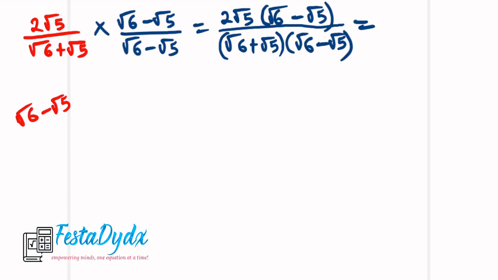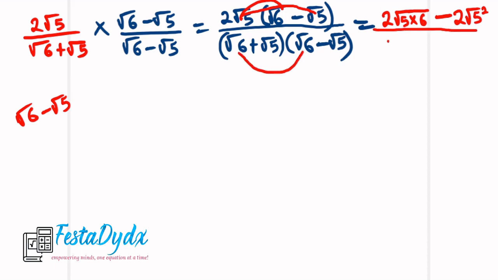So now to clear this bracket, let's start with the numerator. If we have 2 root 5 times root 6, that will be 2 root 5 times 6, join them together under the same root. Then minus 2 root 5 times root 5 is giving us minus 2 root 5 square. So all over root 6 times root 6 is root 6 square, and then root 5 times minus root 5 is minus root 5 square.